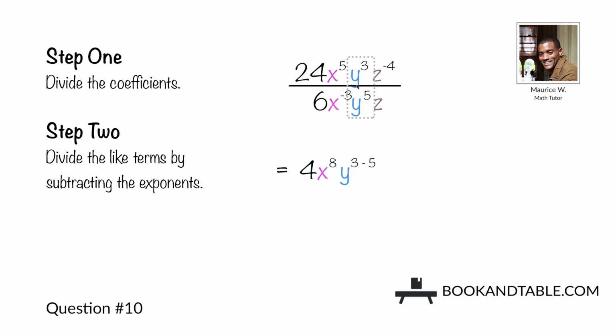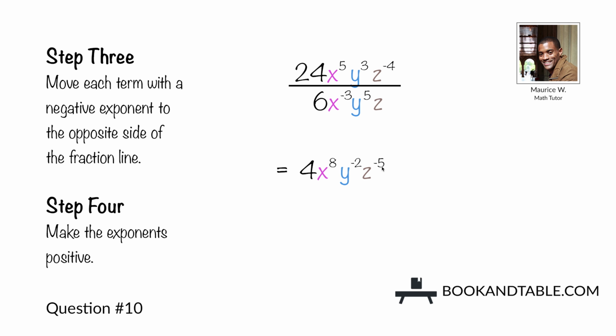We then have y to the 3rd divided by y to the 5th, which gives us y to the 3 minus 5, which is negative 2. Then we have z to the negative 4 divided by z, which is z to the negative 4 minus 1, which is minus 5, or negative 5. So now we have two exponents that are negative.